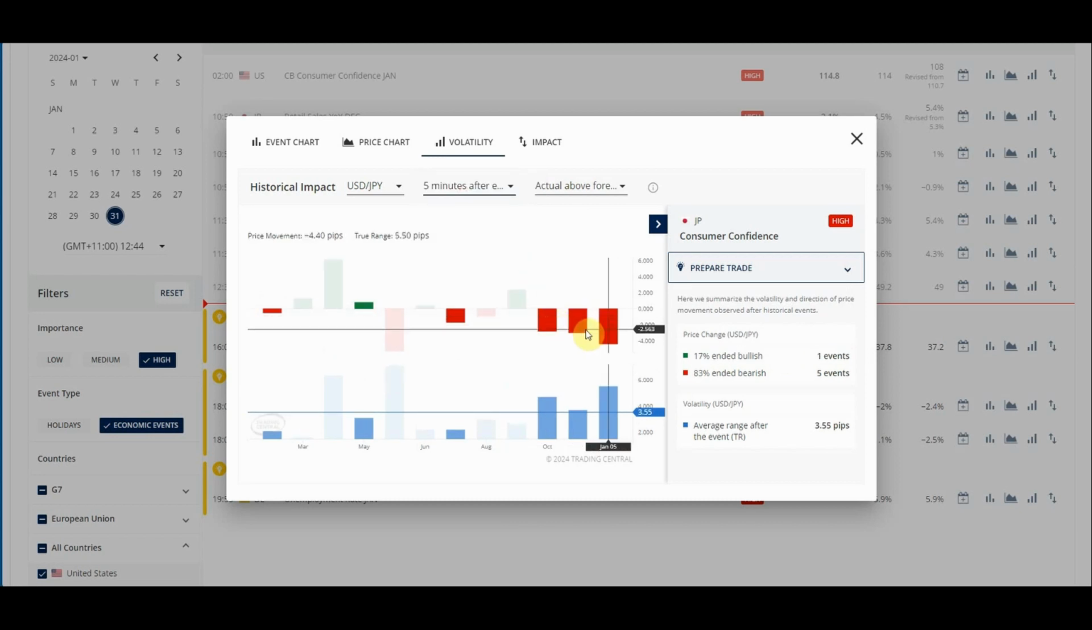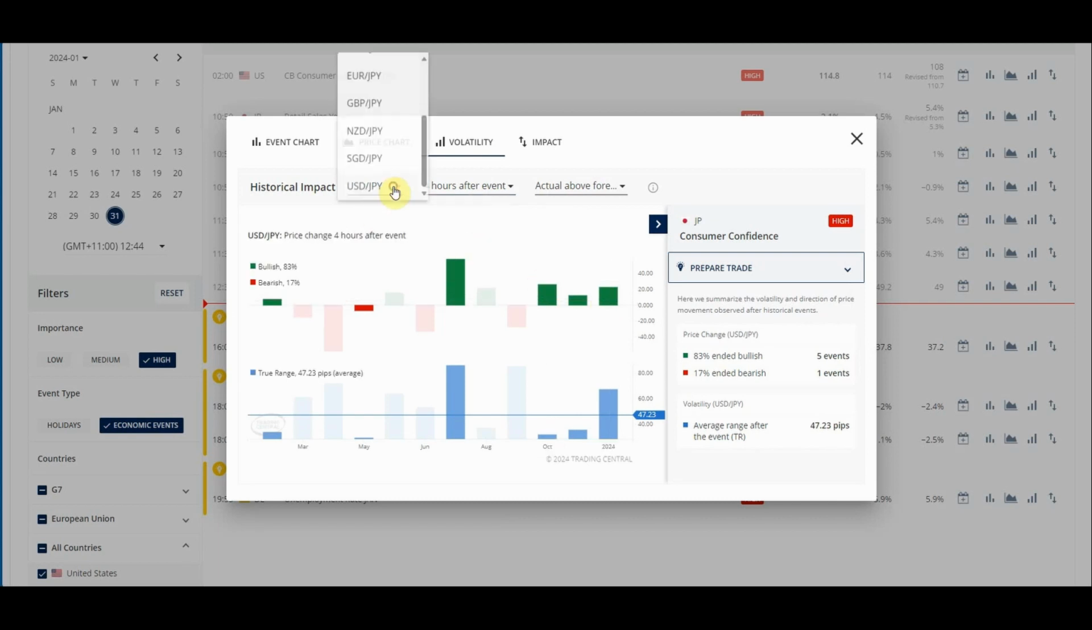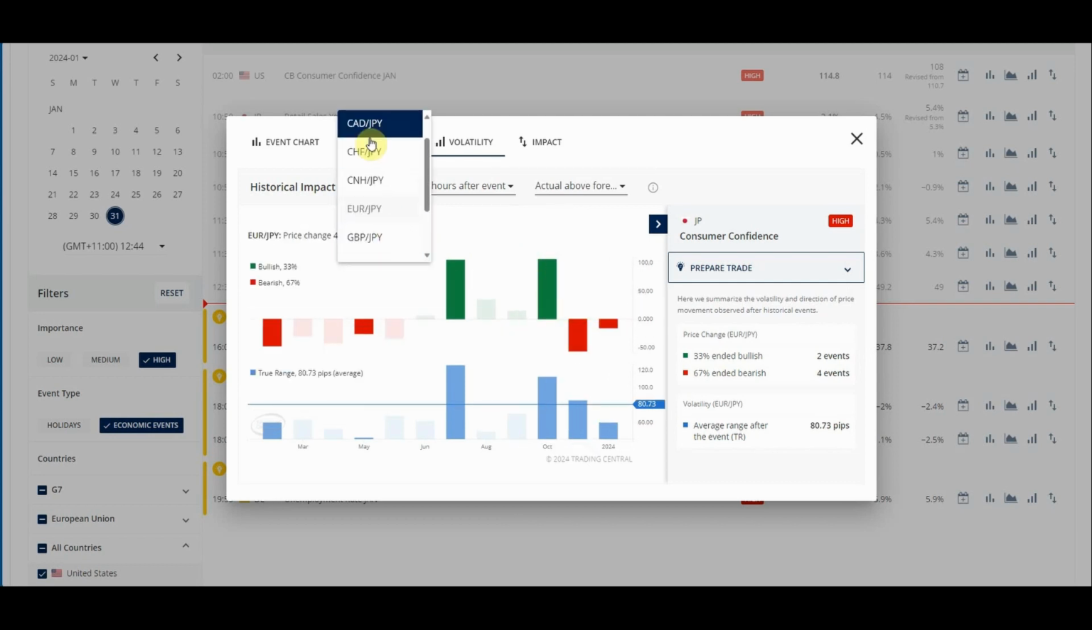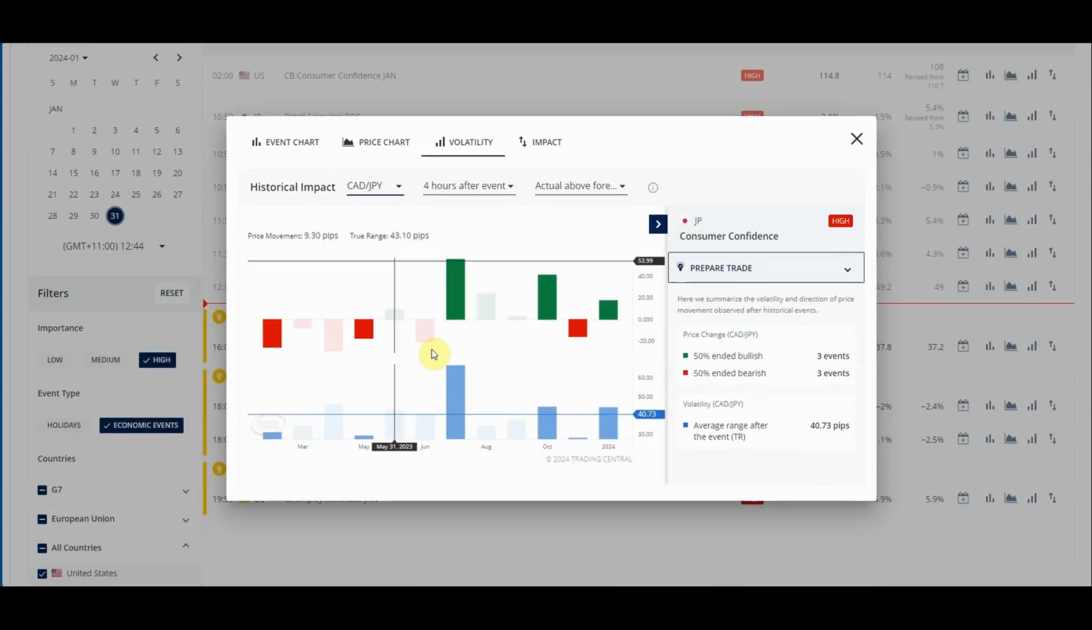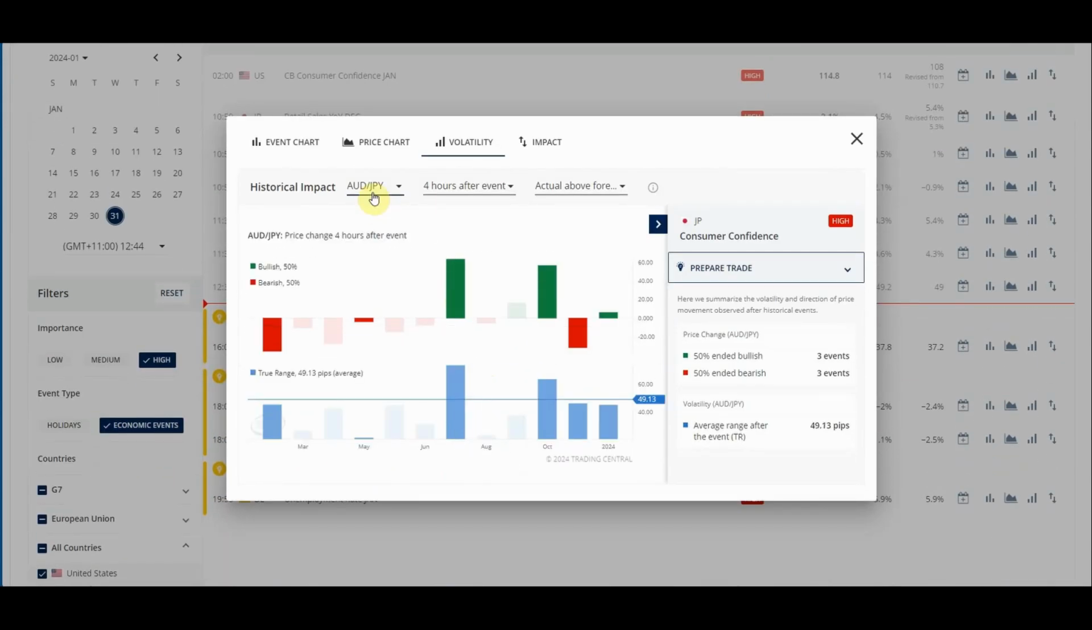So you've got 5 to 15 minutes to get long. So you're waiting for a bit of a pullback perhaps. And then 4 hours later, you're expecting to go long. Now you can do this for the euro yen. It'll come up with different information. The CAD yen, and you're going to get different insights. And it's about trying to find what pair actually has the most potential for this particular announcement.